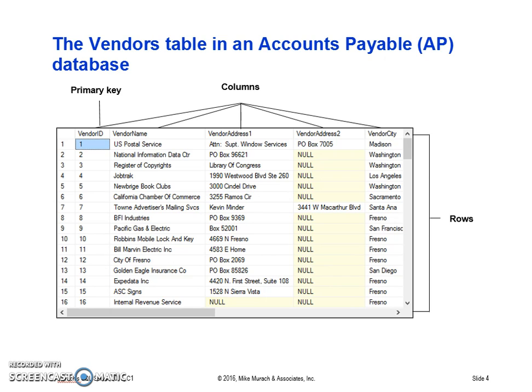So if we look at a table within a relational database, we see we have columns and we have rows, and we also have a primary key. A primary key in a table uniquely identifies each record within that table. Another word for columns is attributes or fields. Other words for rows is records or tuples.